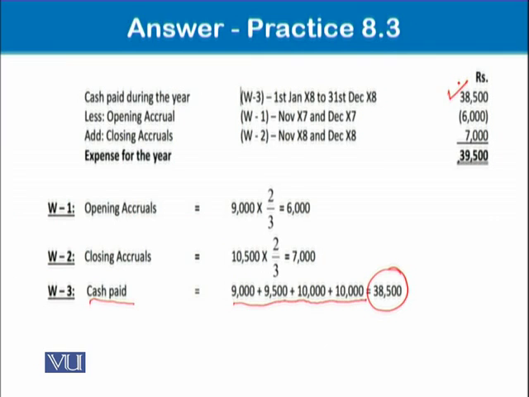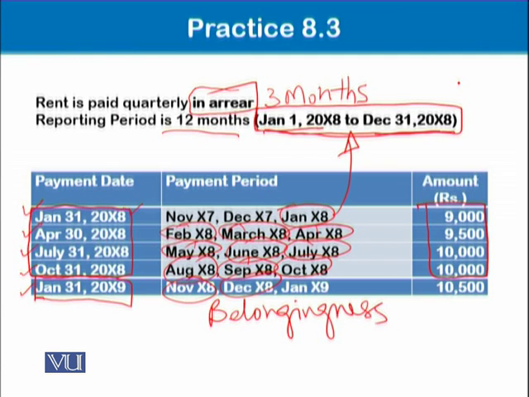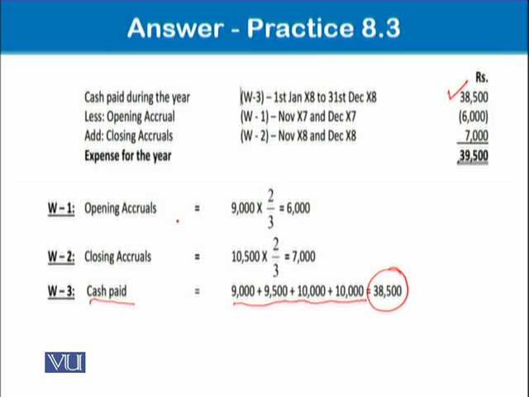Opening accrual, how will we get it? Yes, this November and December we are paying in January X8, but these were due, or you can say these were belonging to the previous year. So 2 months rent. If we paid 9,000 for 3 months, 2 months rent would be 6,000. Easy. So we'll put it here. Opening due or opening accrual minus, and closing accrual.